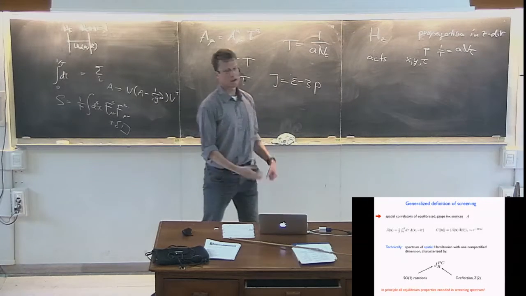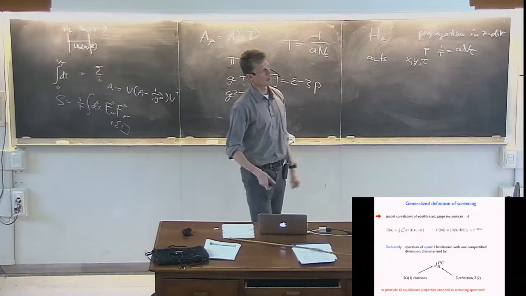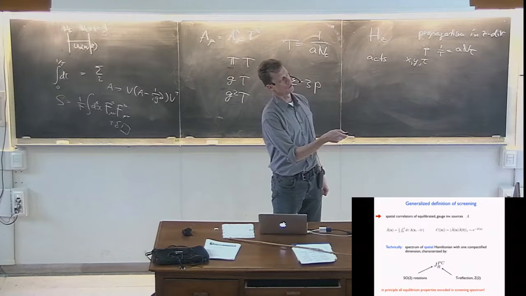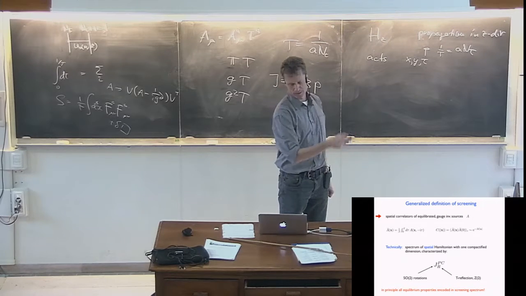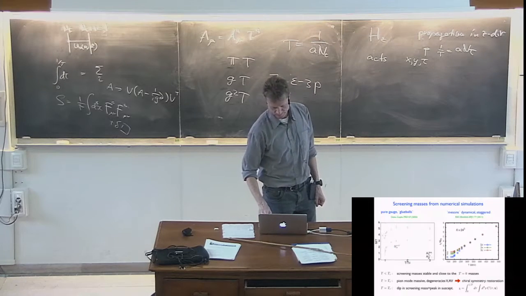Okay, once I have defined this, I have a completely well-defined problem. So I take a gauge invariant operator A and correlate it over space, and its exponential decay will give me a screening mass.